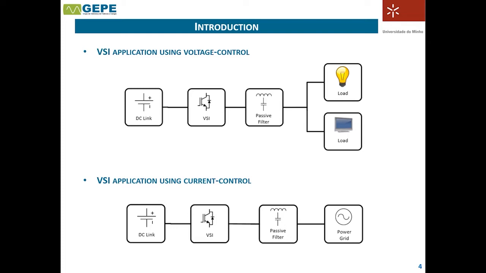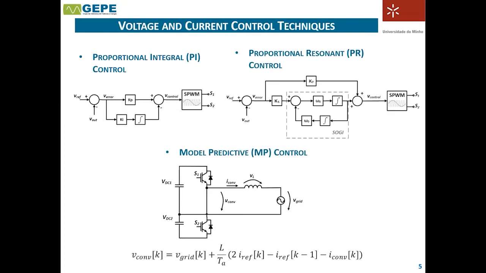VSI converters can be voltage control, where the converter generates the sinusoidal voltage responsible for feeding a set of loads in an isolated mode from the electrical grid. A diagram of a VSI using voltage control is presented in the first figure. Current control VSI converters are used in order to inject power into the electrical grid, as the second figure indicates. In this paper, three control algorithms are described and implemented: proportional integral (PI), proportional resonant (PR), and predictive model (MP).